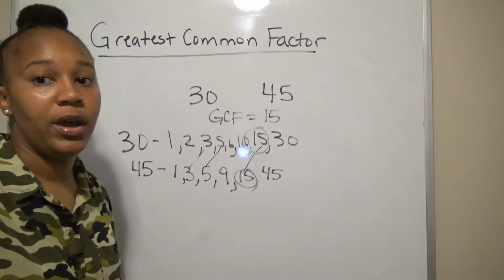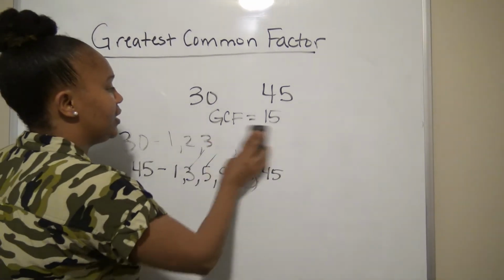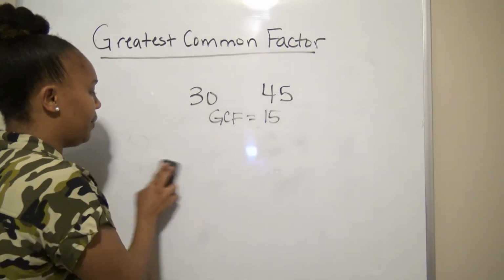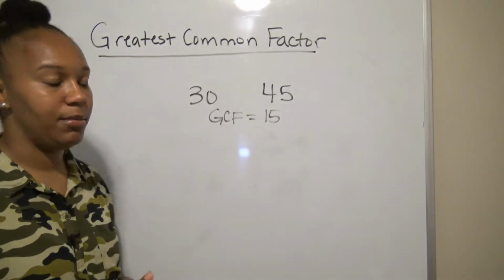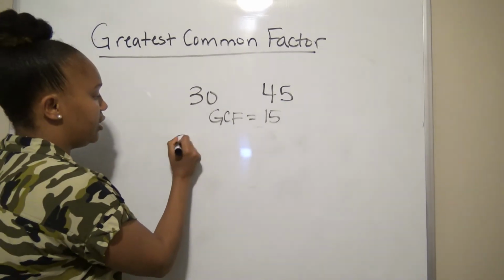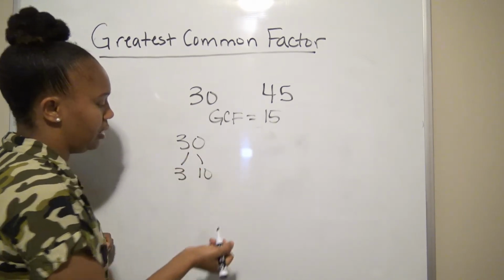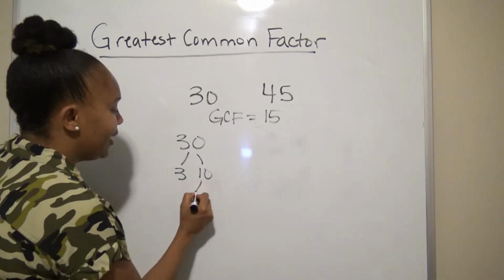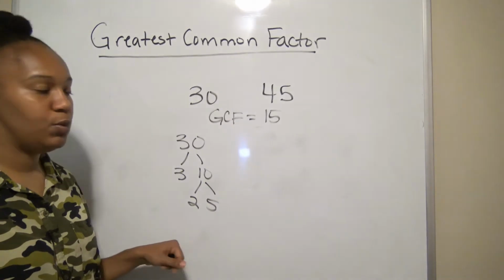So there's another way you can do it, which is to take each number and break it down into its prime factorization. So what does that mean? You want to take each number and break it down to the product of all of its prime numbers. So for example, 30, just start with two multiples you know. We know that 30 is 3 times 10. Well, 3 is a prime number, so you would leave 3 alone. 10 is 2 times 5. 2 is prime, 5 is prime, so you will stop there.